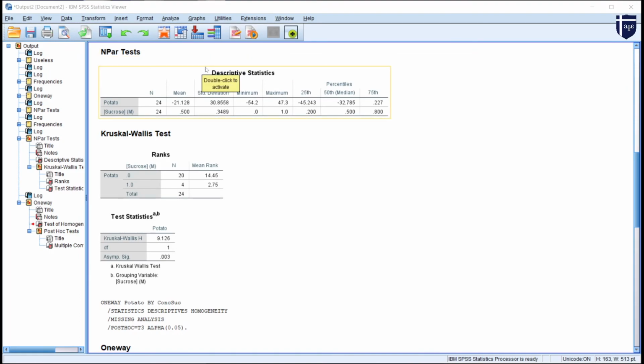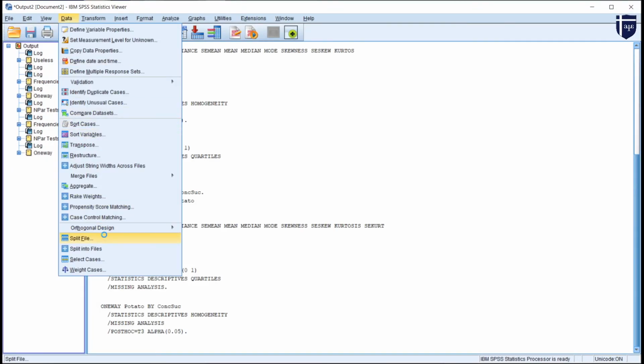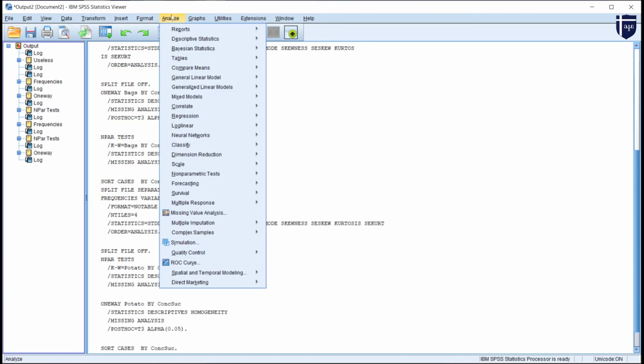I think I might do a combo where I do both of them at the same time, just so you can have that data a little more compact. Since I have time, I still have 11 minutes before my 1 hour deadline, so I'm going to actually do that. I'm going to do all of them together this time. So I'm going to say data, split file. I'm going to organize by groups. Say OK. I'm going to analyze.